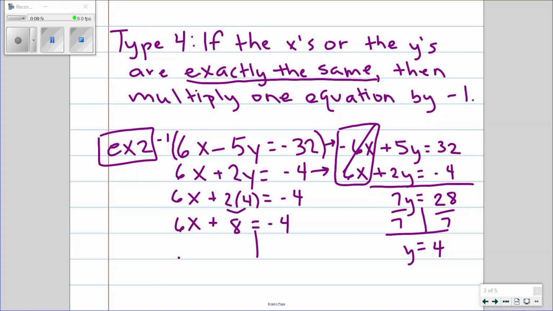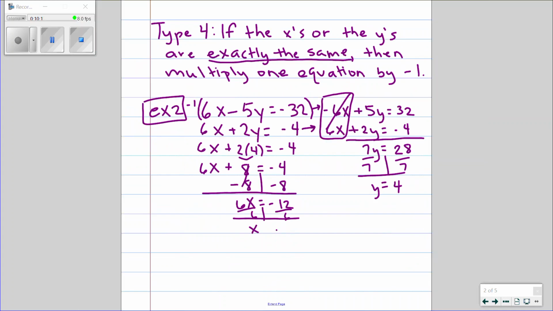And then from here, I'm going to do the wall and floor. Subtract the constant 8 from both sides. So that I have 6x equals negative 4 minus 8 is negative 12. And then it's wall floor again. Divide both sides by 6. So that x equals negative 12 divided by 6 is negative 2. So that the final step, x comma y, is negative 2, 4. Okay, so that's a type 4.